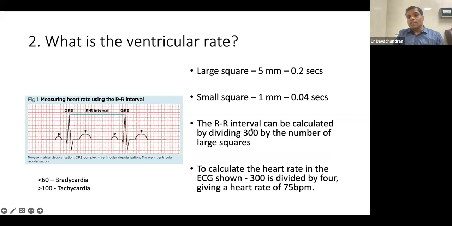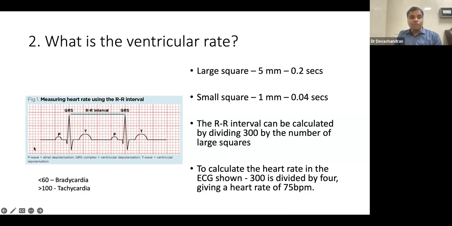So it's 300 divided by the number of large squares, also called the RR interval squares. That gives you the rate. So there are 2 other things that you need to remember. I mentioned before, and many of you will also be doing this on a day-to-day basis as well. The ECG speed is 25 millimeter per second, which means your small square is 1 millimeter, your large square is 5 millimeters. So per second, the ECG runs 5 large squares.